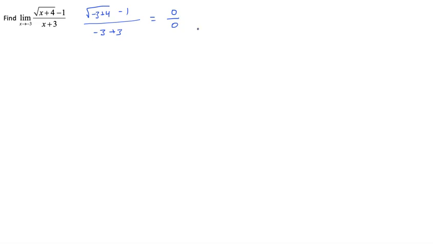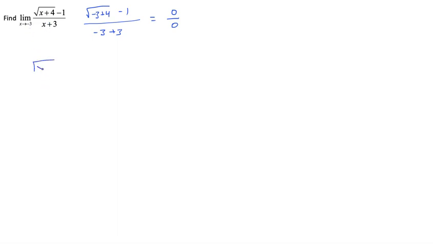Okay. So does that mean that this limit does not exist? Well, it does not. Now, remember, that means that the function value at negative 3 does not exist. But that does not necessarily mean that the limit does not exist. So, what can we do with this guy here?